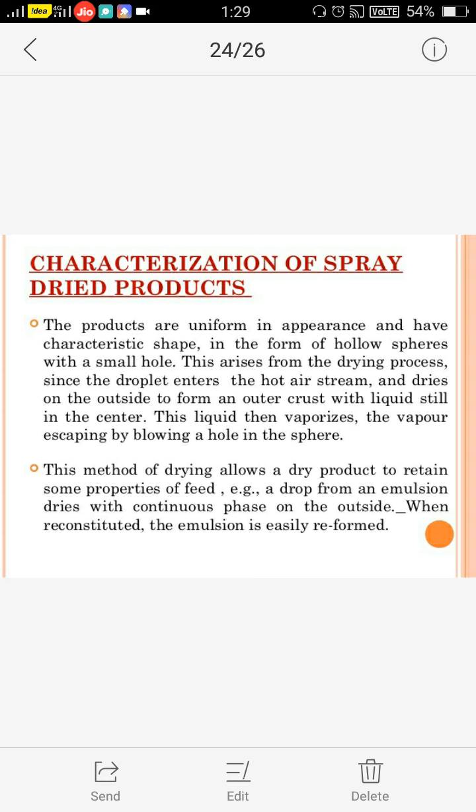This method of drying allows the dry product to retain some properties of the feed. For example, a drop from an emulsion dries with the continuous phase on the outside. When they reconstitute, the emulsion is easily reformed.